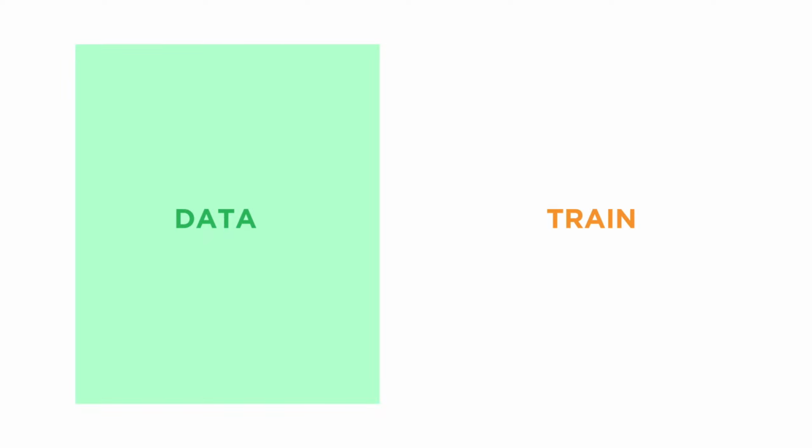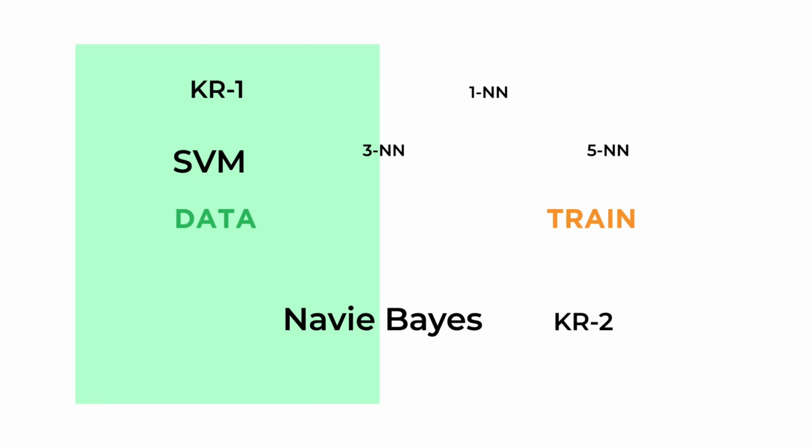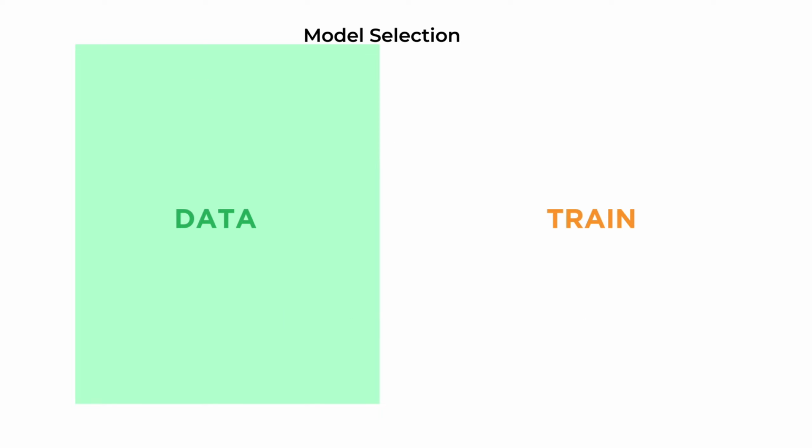As it turns out, we know many ways of training machine learning systems, each with different parameters and settings. For example, we can learn a 1 nearest neighbor system, a 3 nearest neighbor system, a 5 nearest neighbor system, a kernel regression system with a sigma of 1, a kernel regression system with a sigma of 2, naive Bayes, support vector machine, and many others. The problem of choosing which method to use from a pool of possible methods is known as model selection. We want to choose the model that will perform the best at test time in the real world.